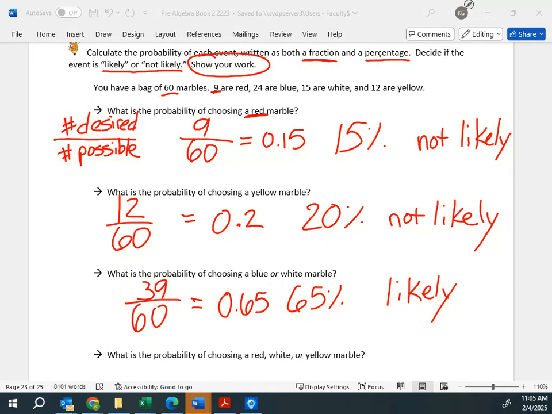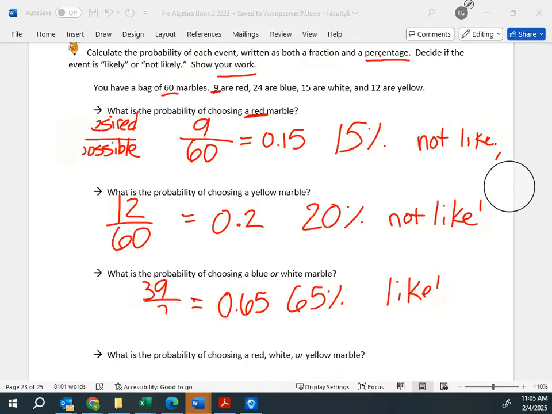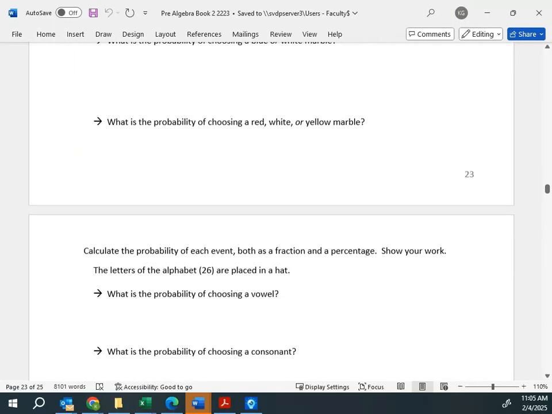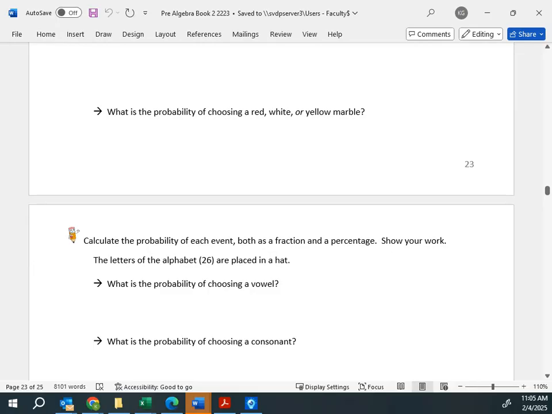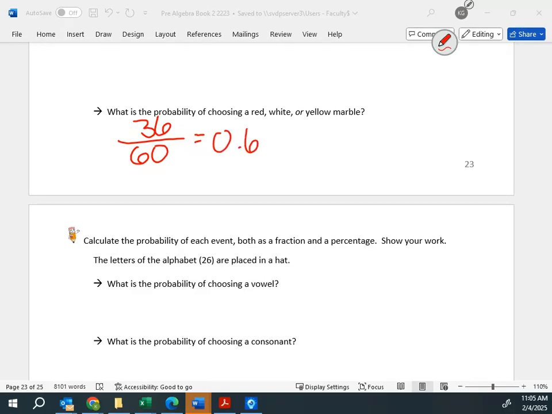And our last one. What is the probability of choosing a red, white, or yellow marble? Let me scroll up. What fraction is that going to be? Graham? 36 over 60. If I add red, white, and yellow together, I get 36. I still have 60 marbles in our bag. What is 36 divided by 60? Adley? 0.6. What percent is 0.6? Skylar? 60%. 60% is above 50, so it is likely to happen.